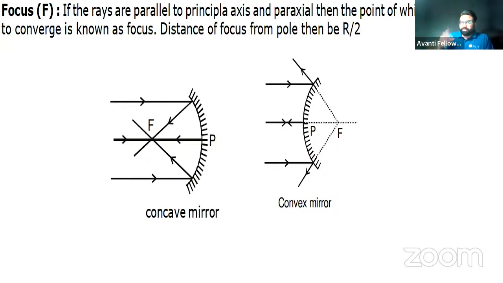The mirror is trying to focus those rays. So that point is nothing but the focus. Although you can remember this definition also, it's also good to remember: if rays are parallel and paraxial, then the point at which they appear to converge. Look here, they are appearing to converge. What did I tell you about converging?